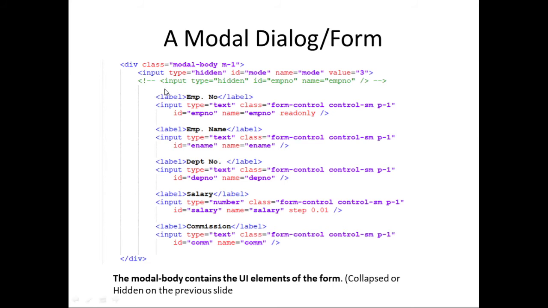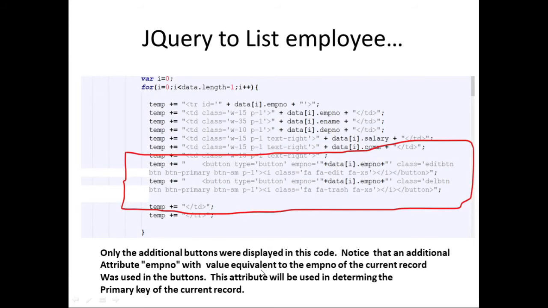So we have here the label and then the input boxes. Take note that here we have empno, ename. These are the name attributes, and we should take note of the name attributes because these are the names that we'll be using in retrieving the values in our backend files. And I have shown you that in the previous example. So the modal body contains the user interface elements of the form. This was collapsed in the previous slide.